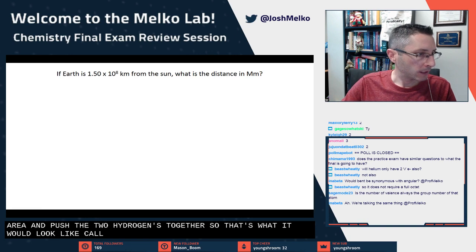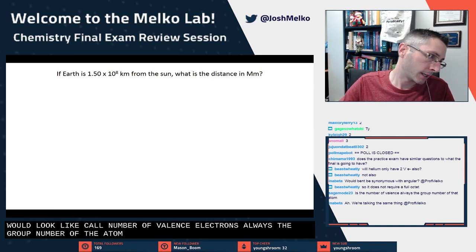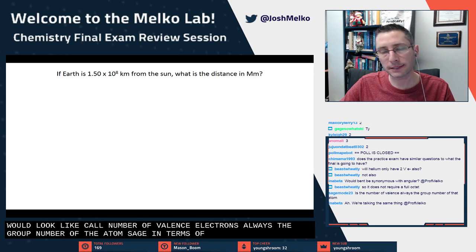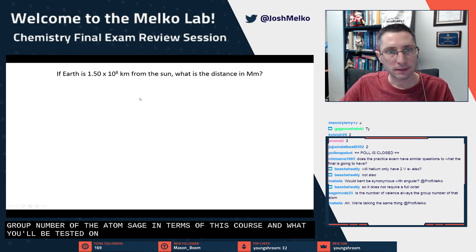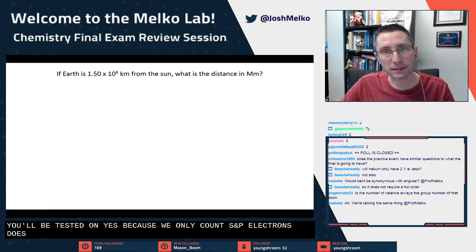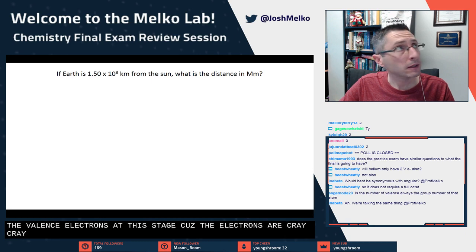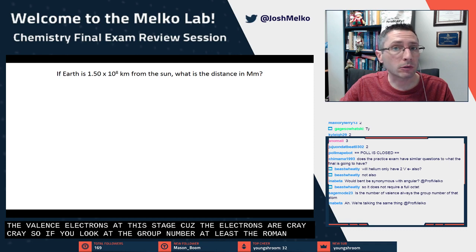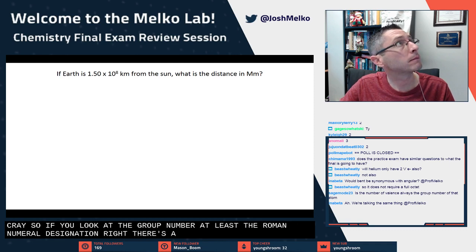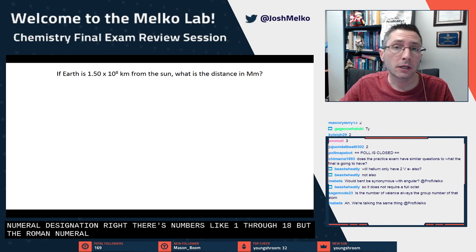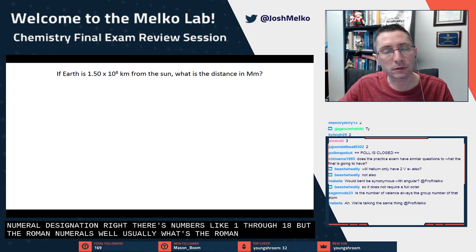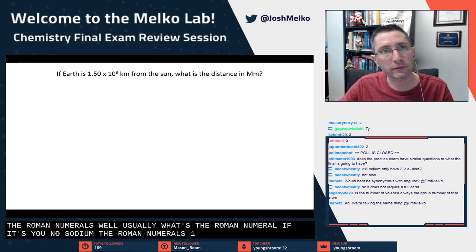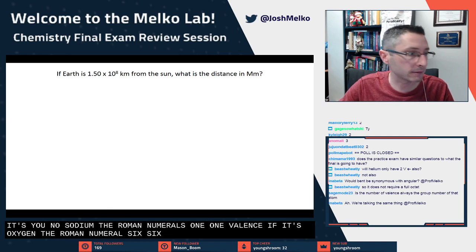Cool. Number of valence electrons, always the group number of the atom. Sage, in terms of this course and what you'll be tested on, yes, because we only count S and P electrons as valence electrons at this stage, because d electrons are cray-cray. So if you look at the group number, at least the Roman numeral designation, right, there's numbers like 1 through 18, but the Roman numerals will usually specify the valence. So yeah, that's a quick way. Look above the periodic table column, what's the Roman numeral? If it's sodium, the Roman numeral's 1 valence. If it's oxygen, the Roman numeral 6 valence. So yeah, that is a shortcut, Sage.